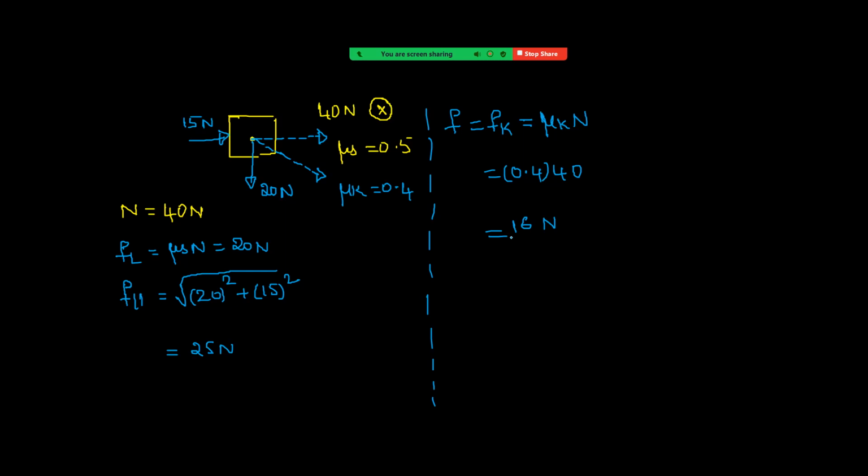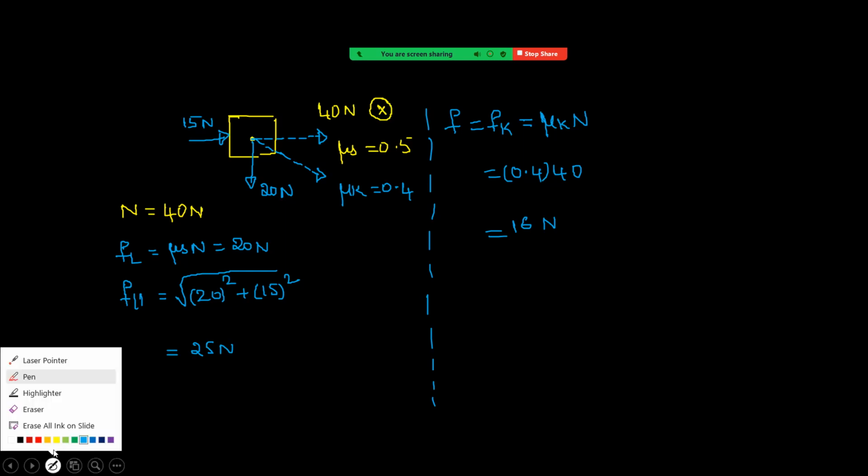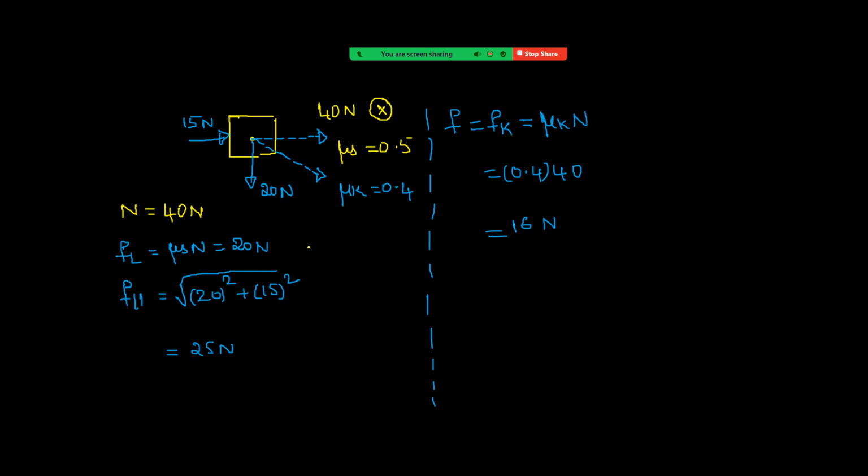And what about direction? Direction will be opposite to the direction of F parallel. I will show you here. This is the direction of F parallel. Friction will be exactly opposite to that. This is now the direction of friction. It is Fk. So like this, we can solve the problem, calculating friction in a systematic way.